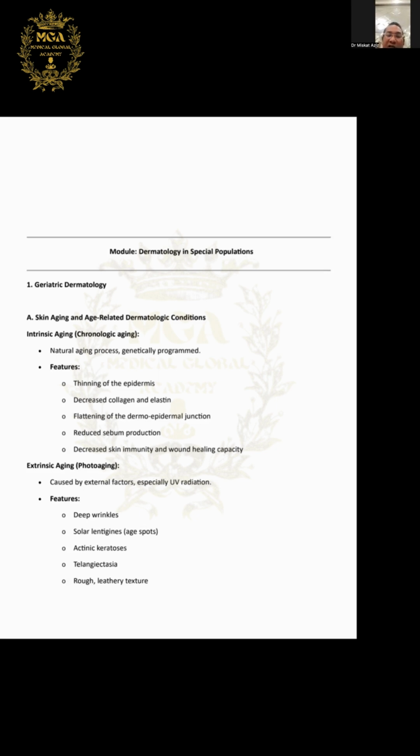Whereas the extrinsic aging, that is photo aging, as we call it, is caused by external factors like UV radiation or other radiation exposure or excessive sun exposure. Features comprise deep wrinkles, solar lentigines, that is age spots, small dot-like things on the face, then actinic keratosis, telangiectasia, and skin becomes rough with a leathery texture. The normal skin texture is changed.